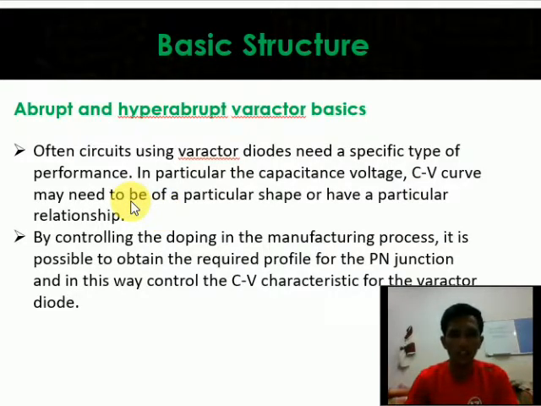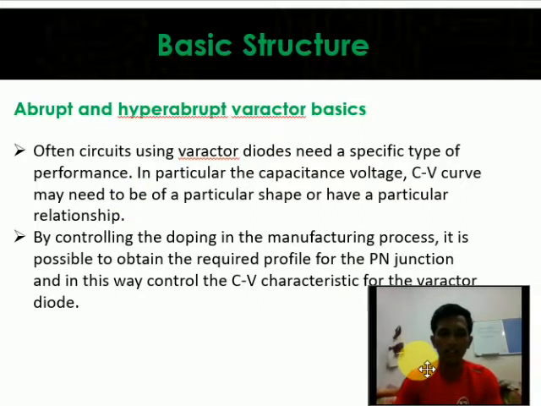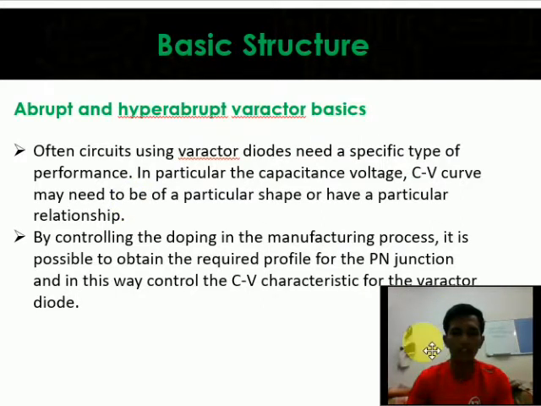Often circuits using a Varactor diode need a specific type of performance. In particular, the capacitance voltage CV curve may need to be a particular shape or have a particular relationship. By controlling the doping in the manufacturing process, it is possible to obtain the required profile for the PN junction, and this way control the CV characteristic for the Varactor diode.